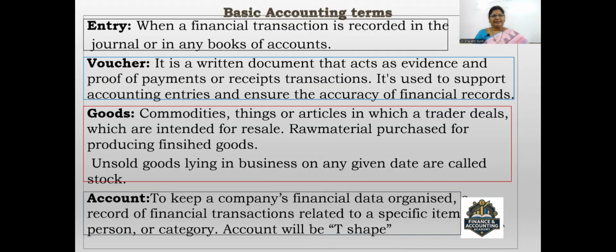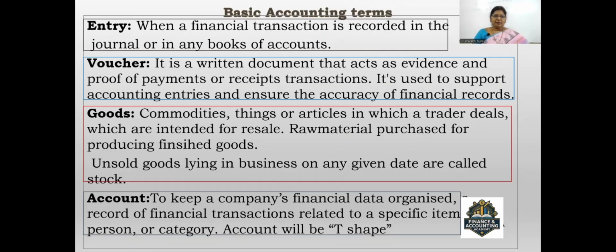The first term, entry. What is entry? Whatever financial transactions we are doing in our business, all those transactions will be entered in our books of accounts. So what is that called? That is called entry. Next, voucher. What is voucher? Whatever receipts or payment transactions we do in our business, for all those transactions, we have to show some proof, that is evidence, that will be in the form of a bill or that can be in the form of an invoice, so that we can have accuracy of financial records in our business.